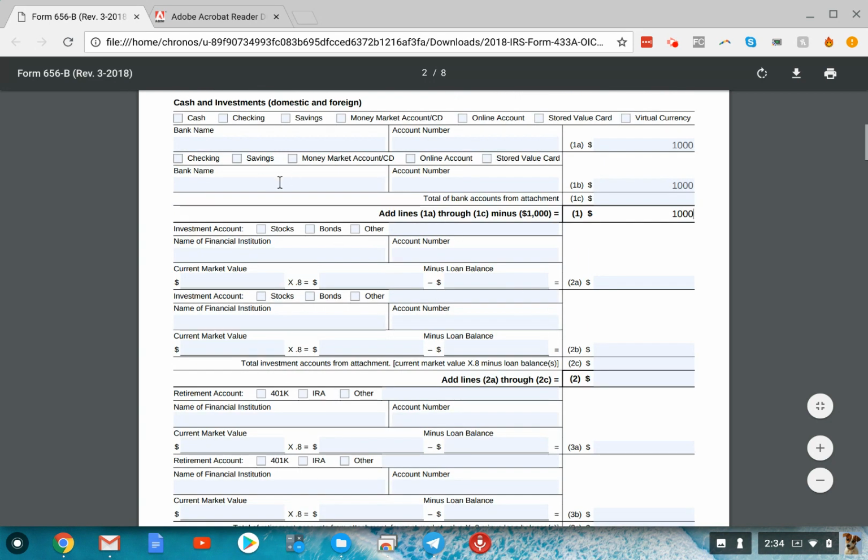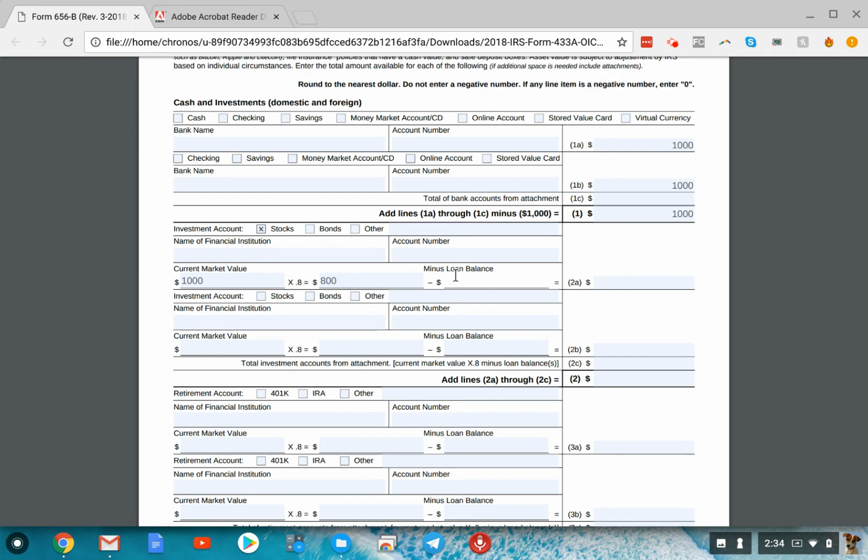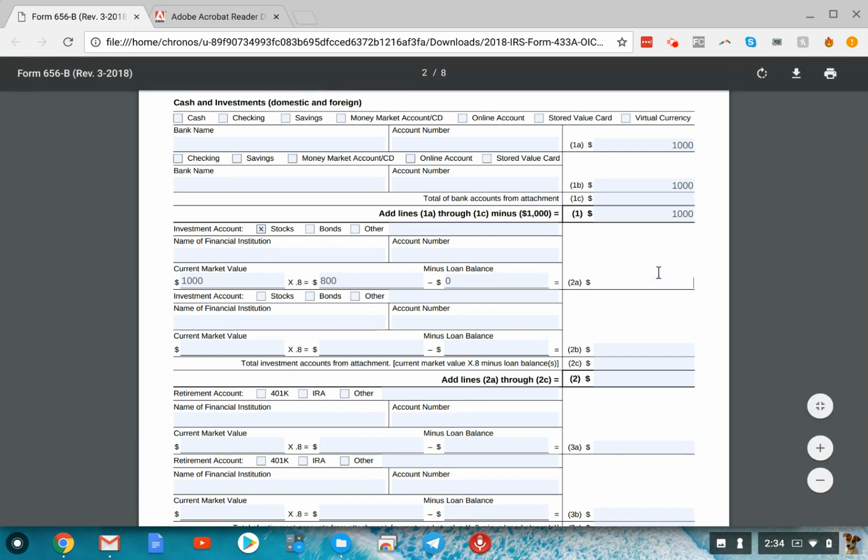And here's stocks, bonds, things like that. This is the tricky thing on stocks. I'm going to fill this little section out just to show you guys. So the name of the financial institution, Ameritrade, whatever it is, your account number. And this is where it gets a little trickier. So you're doing $1,000 is the value of it. They're going to take 80% of that value, which would be $800, plus any loans against it. A lot of people have no loans against it. And so that is zero. And then what's really left over after that is $800 to them.